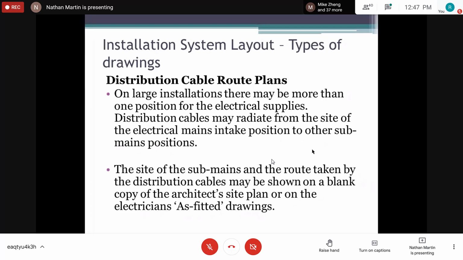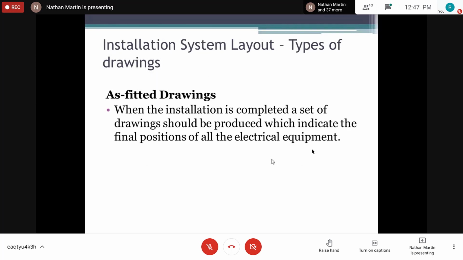Actually, the as-fitted drawing is the same thing as the as-built drawing? Yes. Same exact thing. How the device is installed. The same exact drawing.